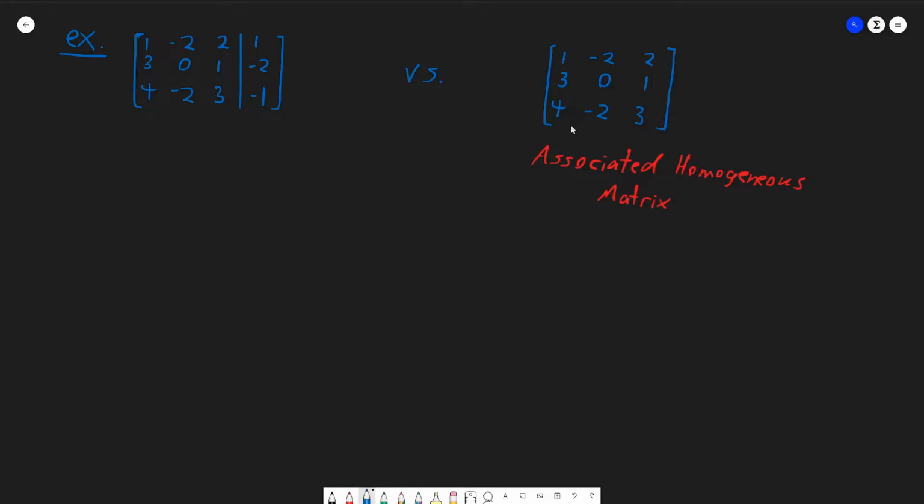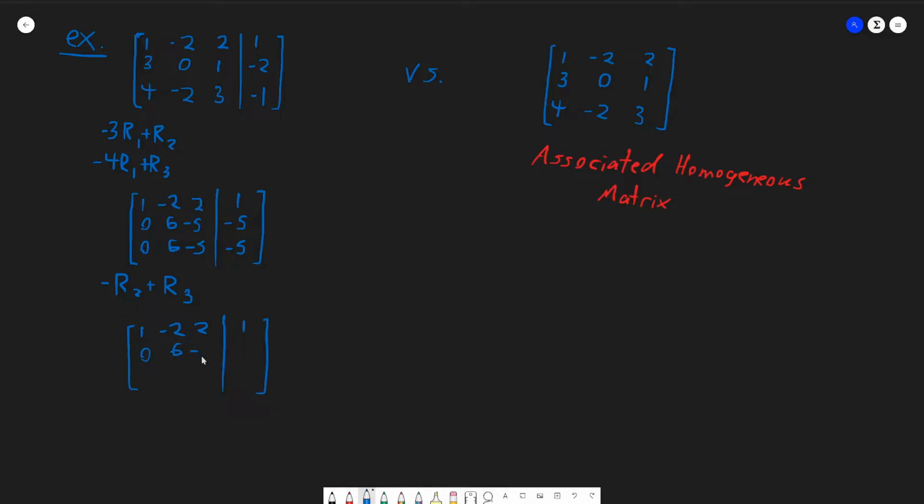So we're going to solve both of these, compare their solutions, and see what the solution of the associated homogeneous matrix says about the solution to this one. To start, I'm going to take -3 of row 1 and add that to row 2. I'm going to take -4 of row 1 and add that to row 3. First row remains unaffected. The second row changes in the following way. And the third row ends up being the same as the second row. And as a result, if we take negative row 2 and add that to row 3, it is completely eliminated. It becomes a row entirely of zeros.